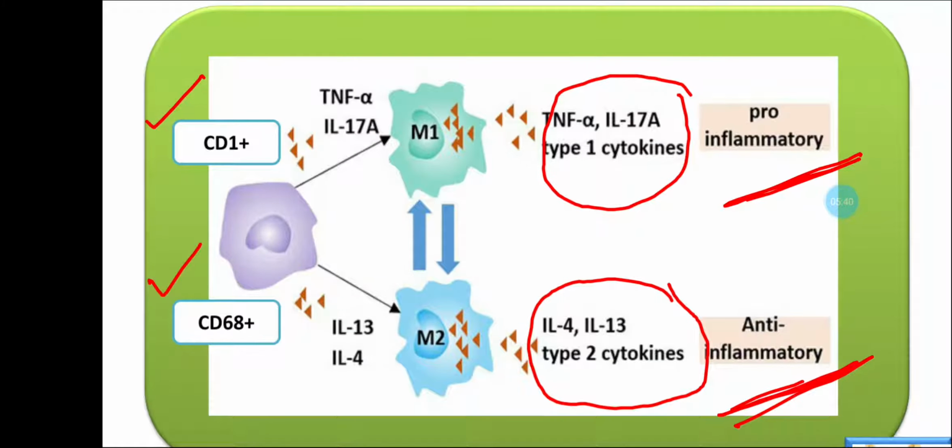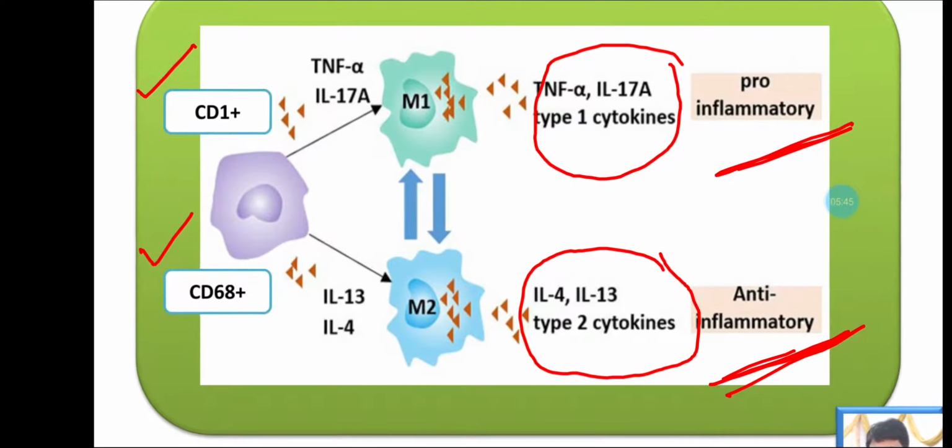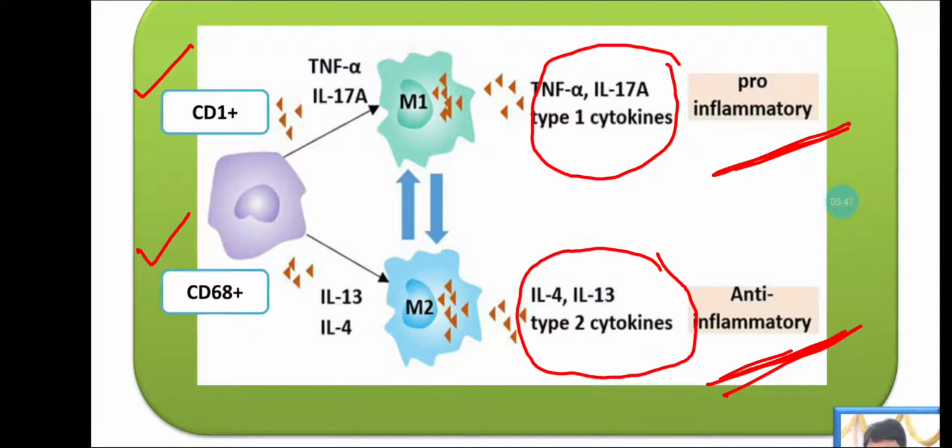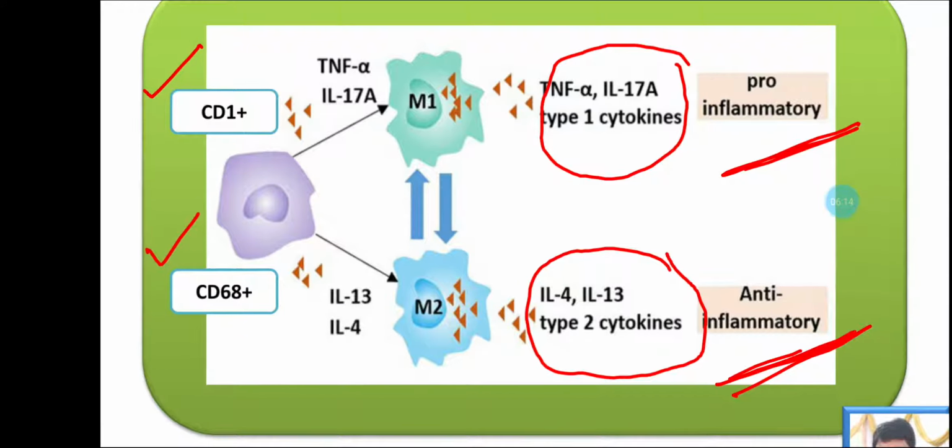So here is the same diagram. M1 is concerned with the pro-inflammatory effect, whereas M2 is concerned with the anti-inflammatory effect. And the markers of these macrophages are CD1 positive and CD68 positive. So here you can see the different types of chemical mediators stimulate the monocytes and can be differentiated into different types of macrophages, and M1 can be converted into M2 or M2 can be converted into M1 depending on their stimulation by the different types of chemical mediators.